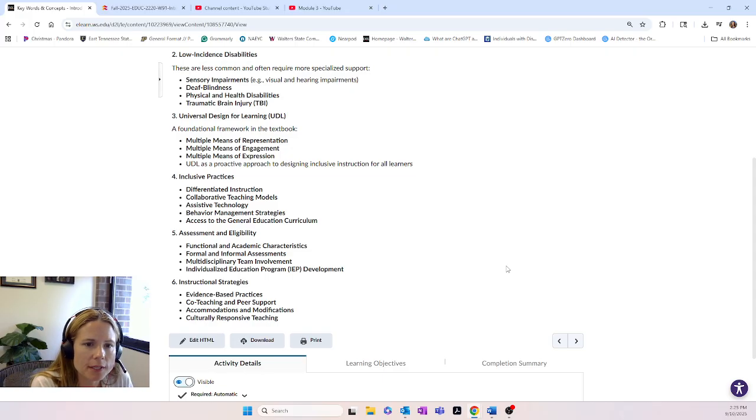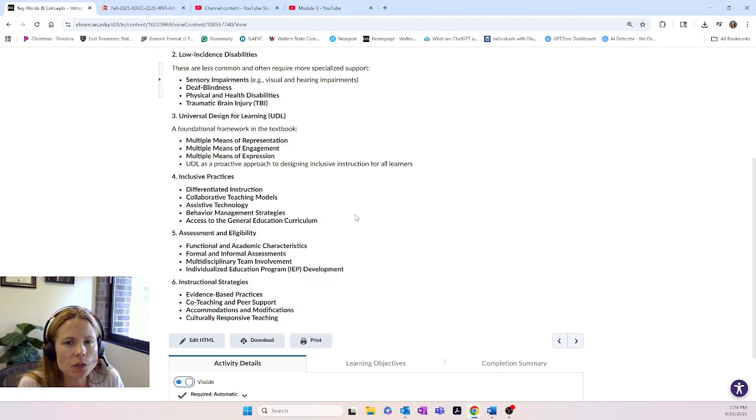We draw in UDL because it is a proactive approach when we're talking about designing an environment or just inclusive instruction for those learners. We again look at different kinds of strategies or practices that are inclusive, such as collaborative teaching models, assistive technology, maybe they need behavior management strategies, differentiated instruction as well. And then we start focusing on assessment and eligibility.